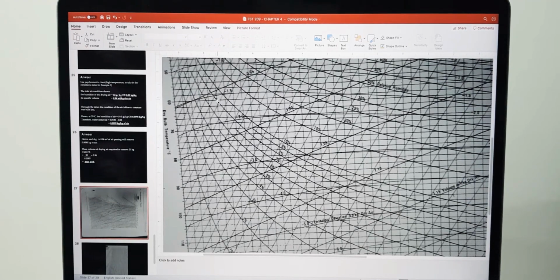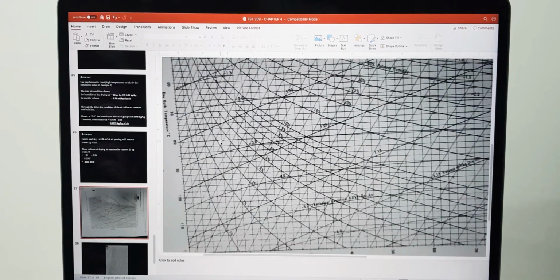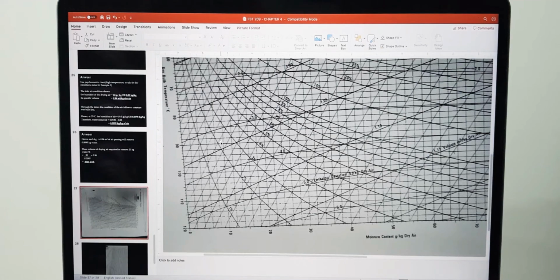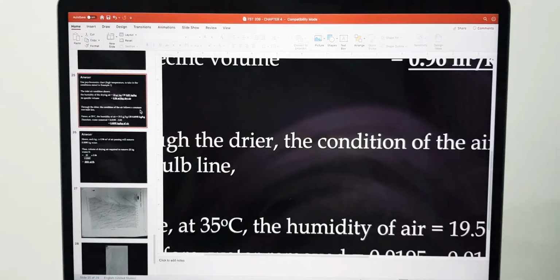The intercept value, bring it downward so that we are able to get the moisture content of the dry air. Bring it downward, then you will get the value at 10 gram per kilogram of dry air. This value is 10. The moisture content of the dry air is 10 gram per kilogram of dry air. Alright, so that's what you can get from this particular problem statement.